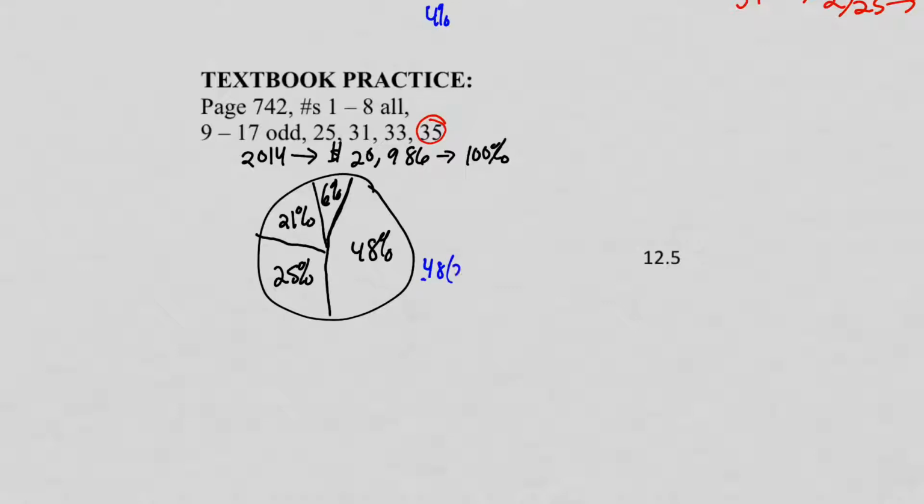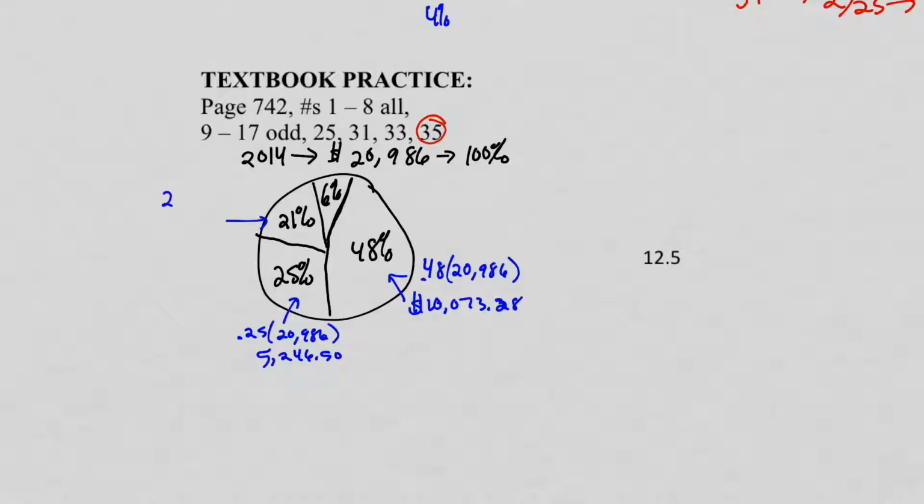You guys know how to do 0.48 times the total, and that'll give you 10,073 and 28 cents. Okay, that's this part right here. And then this part right here is going to be 0.25 times 20,986, which is 5,246 and 50 cents.